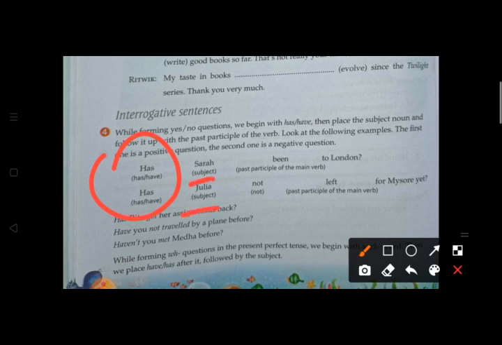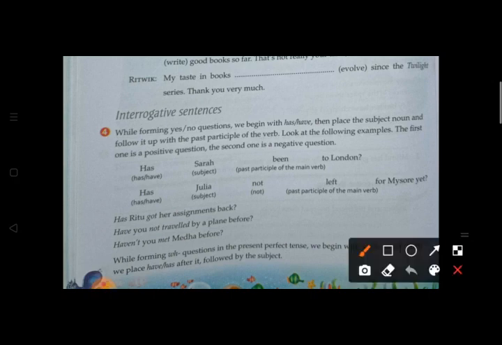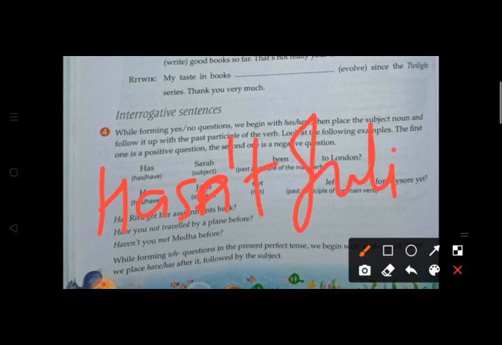उसके बाद आएगा हमारा subject. Then we are going to use the past participle of our verb. And if it is negative sentence we are going to use not. For example, has Sara been to London? Or has Julia not left for Mysore yet? So here students, has और not अलग लिखा है. आप ऐसे भी लिख सकते हो, hasn't Julia left for Mysore yet?